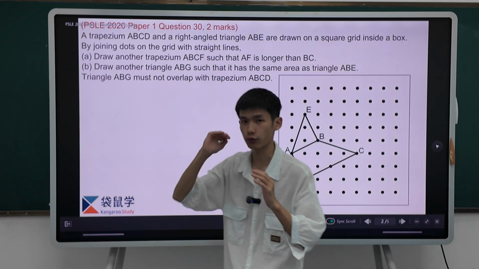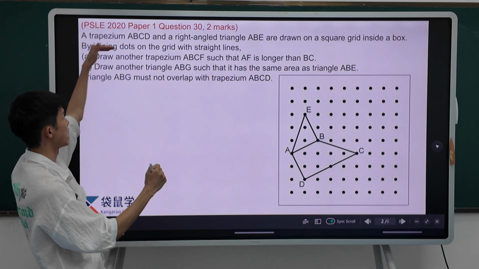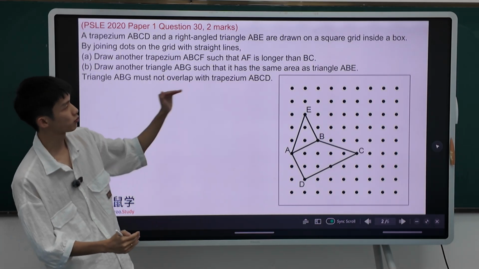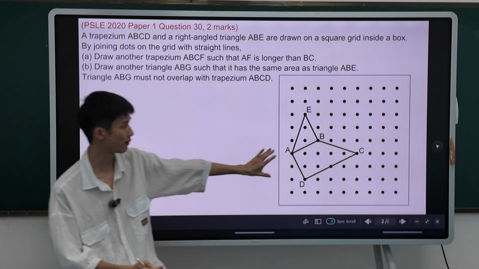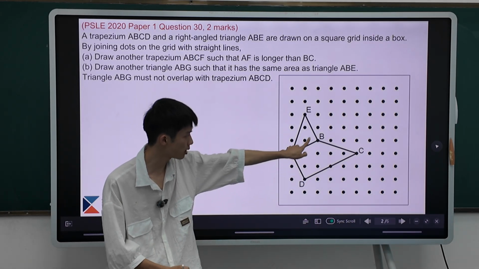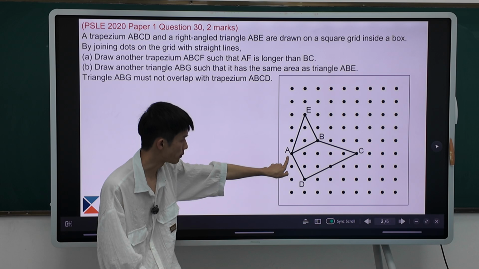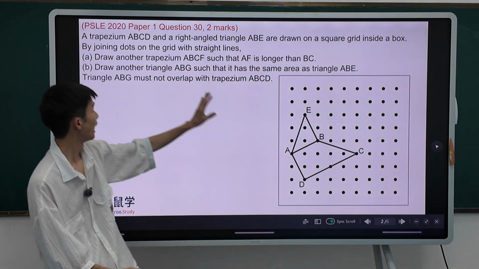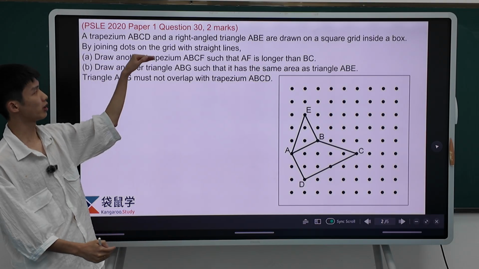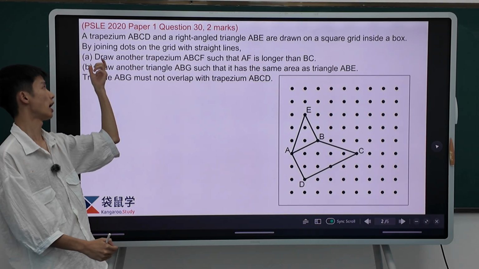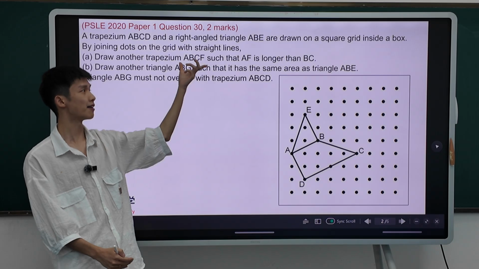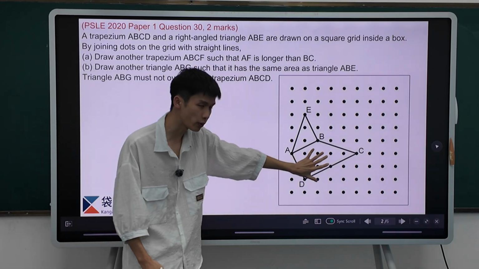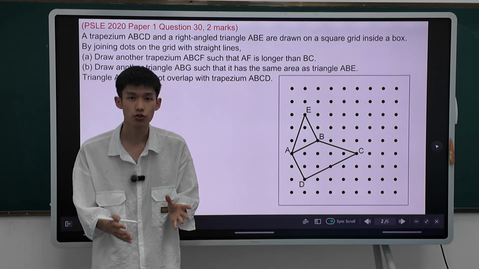Let's read the question first. We have a trapezium ABCD and a right angle triangle ABE that are drawn onto the square grid inside the box. Over here, we have triangle ABE, and we have another one, trapezium ABCD, inside the dot grid. Then, by drawing dots on the grid with straight lines, we need to draw another trapezium ABCF such that AF is longer than BC. So not just the one we have, we need to draw another trapezium.